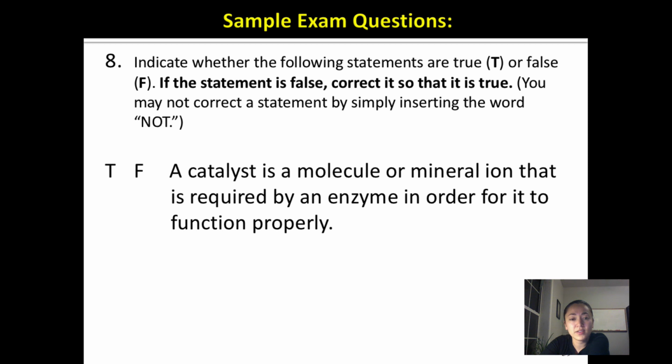So I want to point out this question here. On the exam, don't forget that if a statement is false, you also correct it, so that it's true. If you don't correct the statement, you won't get credit for that problem. So here it says a catalyst is a molecule or mineral ion that is required by an enzyme in order for it to function properly. Well, catalyst is not the correct word here, so that's false. You cross out catalyst, and what should go there? Cofactor. So you would just cross that out and write cofactor on top.